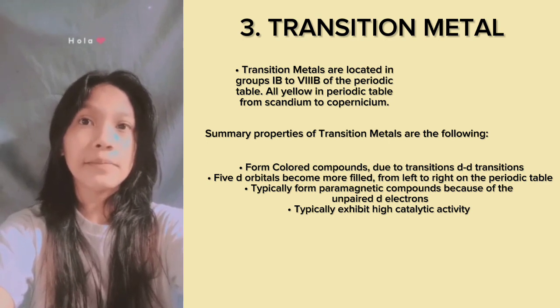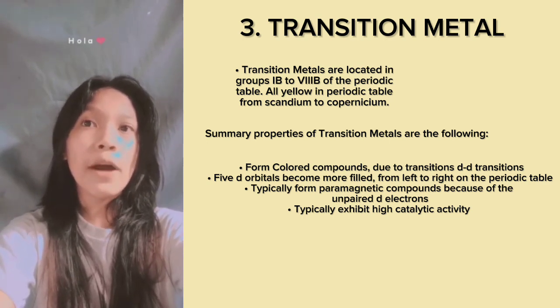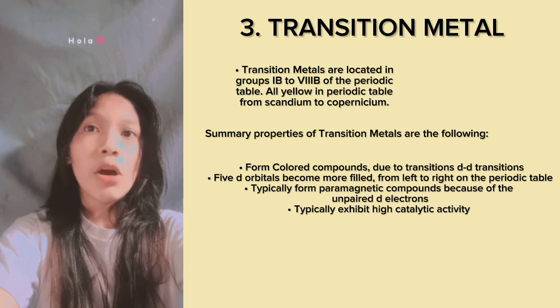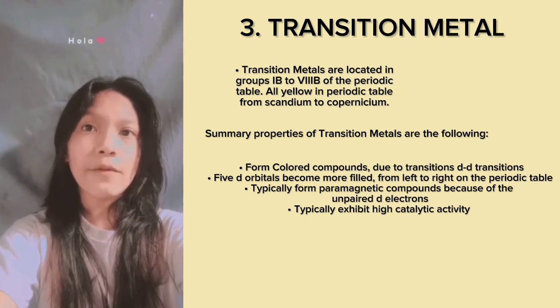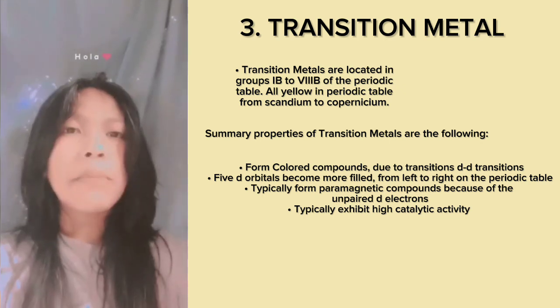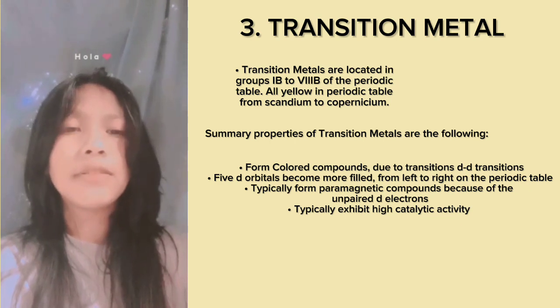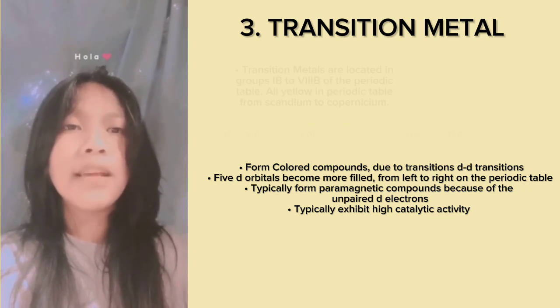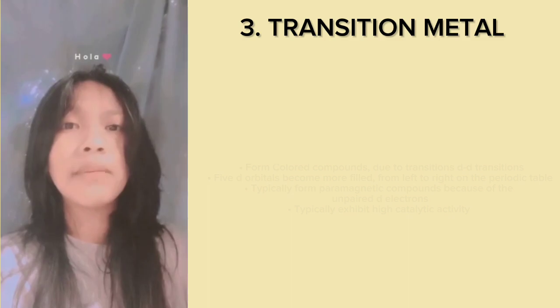As the 5d orbitals become more filled from left to right on the periodic table, they typically form paramagnetic compounds because of the unpaired d electrons, and typically exhibit high catalytic activity.